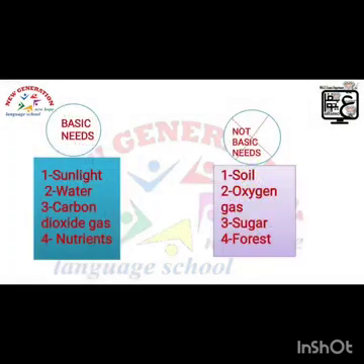We have 2 types of needs. Number 1, basic needs: sunlight, water, carbon dioxide, nutrients. The plant can't live without them. Non-basic needs are soil, oxygen gas, sugar, and forests.